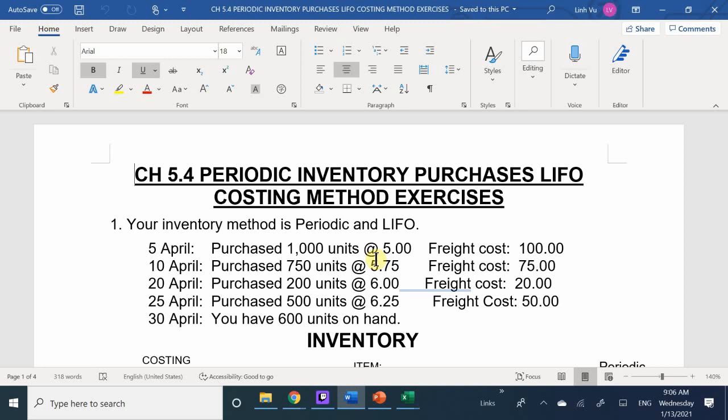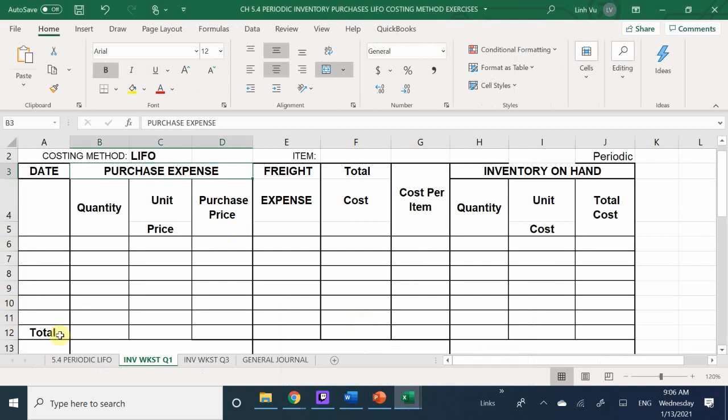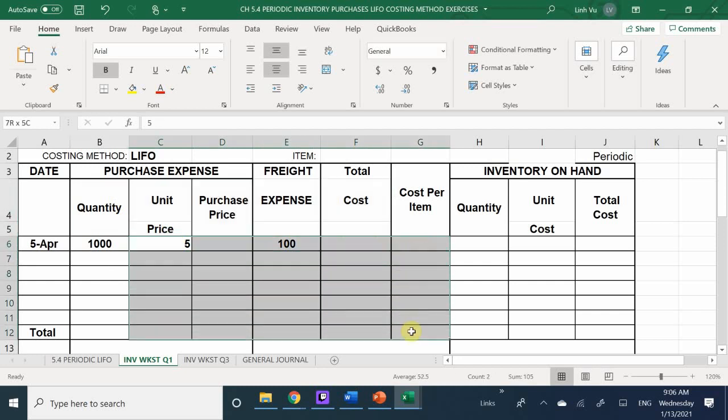Okay? So number 1, on April 5th, you purchased a total of 1,000 units at $5 each, with a freight cost of $100. So on April 5th, we have 1,000 items at $5 with a freight of 100. So how am I going to fill out the rest of my worksheet?